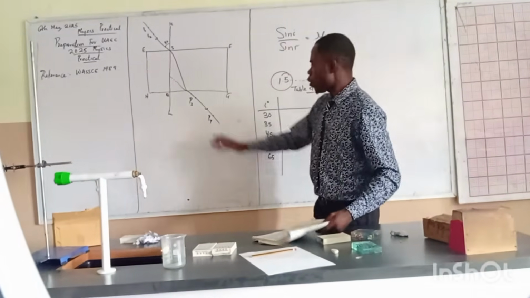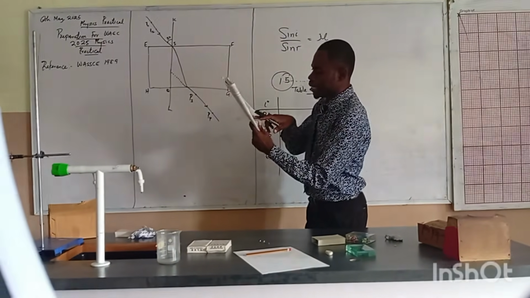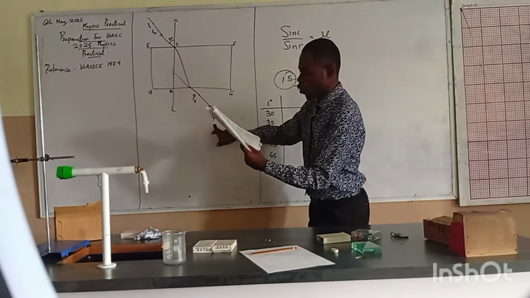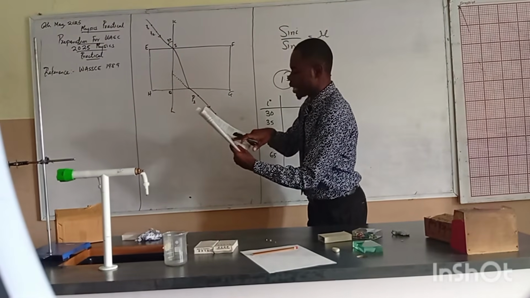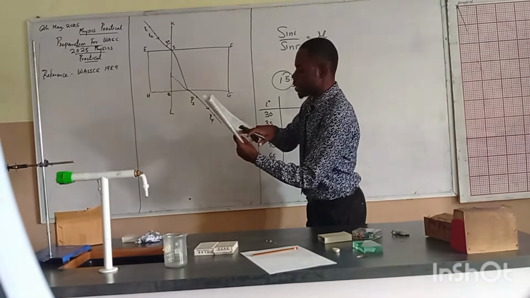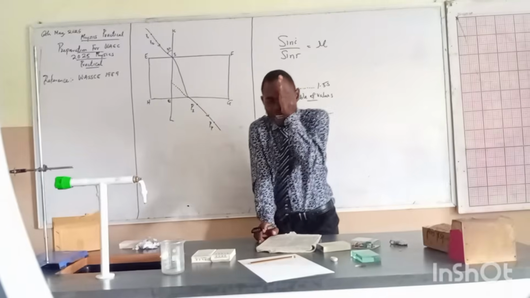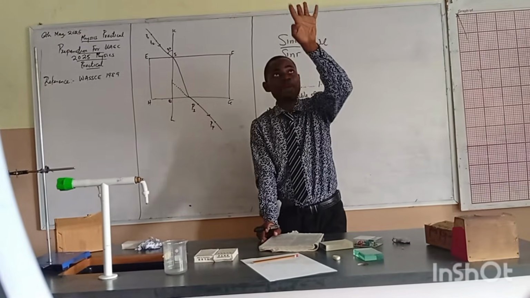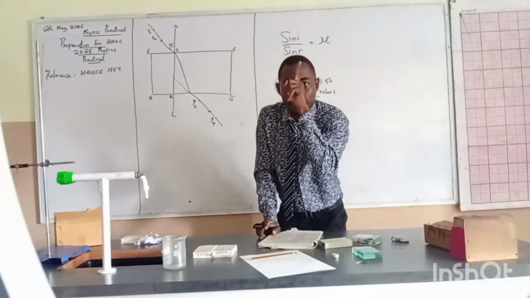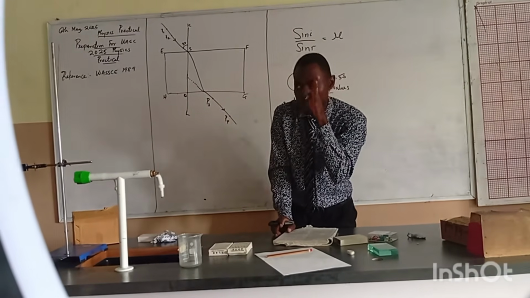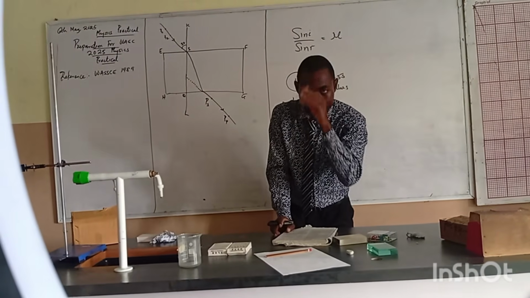All right, moving forward. They said fix two other pins, P3 and P4, such that the pins at P3 and P4 appear to be in line. Whenever you are doing that, you want to see something that will look like a straight line. How can I make 4 pins appear as one, so that they do not scatter? That's my target.